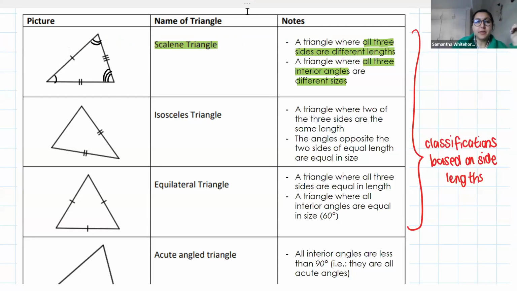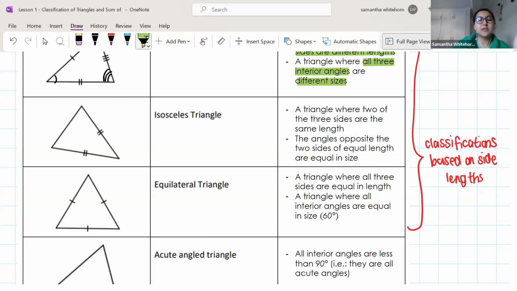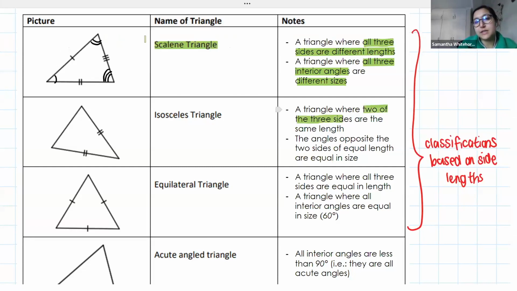Right, if we now step it up a little bit and get a little more specific, if we have a triangle where two of our three sides are the same length, if we look at our diagram, we've got two tick marks that are the same, so these two side lengths are equal. We then have an isosceles triangle. Now, this is one of the reasons that we're going to learn in this course, but it does mean that the angles opposite the two equal sides are equal in size. So the angles opposite equal sides are equal.